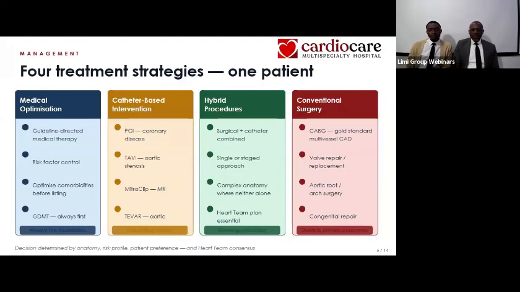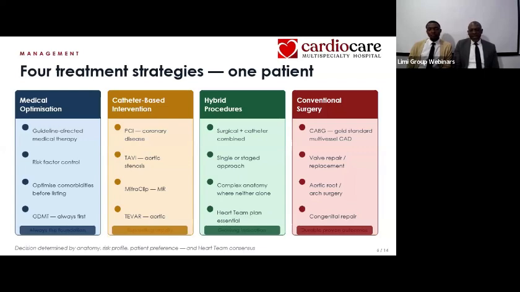So there are essentially four treatment strategies that are available. One is the medical management. Some patients are just not fit enough for a haircut. So the best thing we can do is put them on the best guideline-directed medical therapy possible and try to manage them as best as we can. In some cases, these patients improve enough to get some kind of intervention.